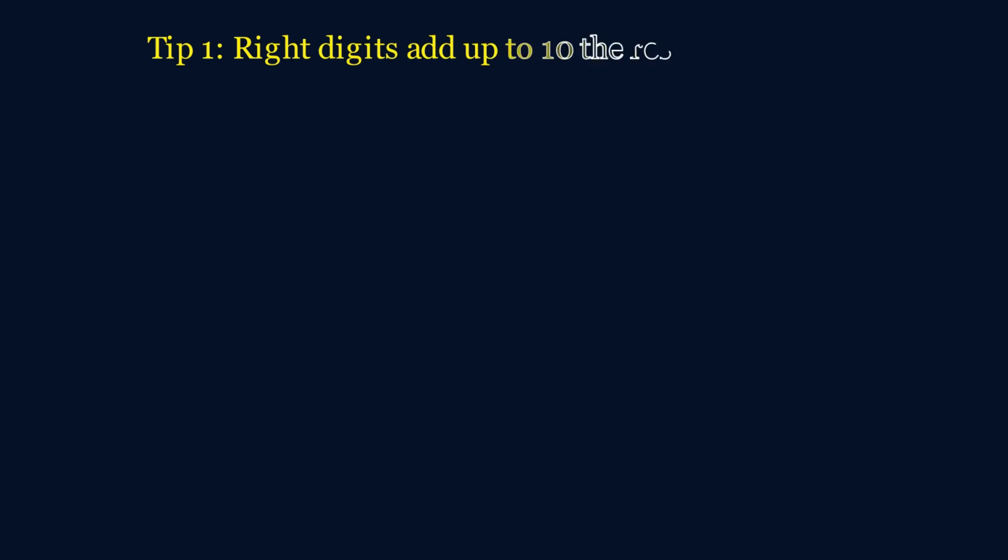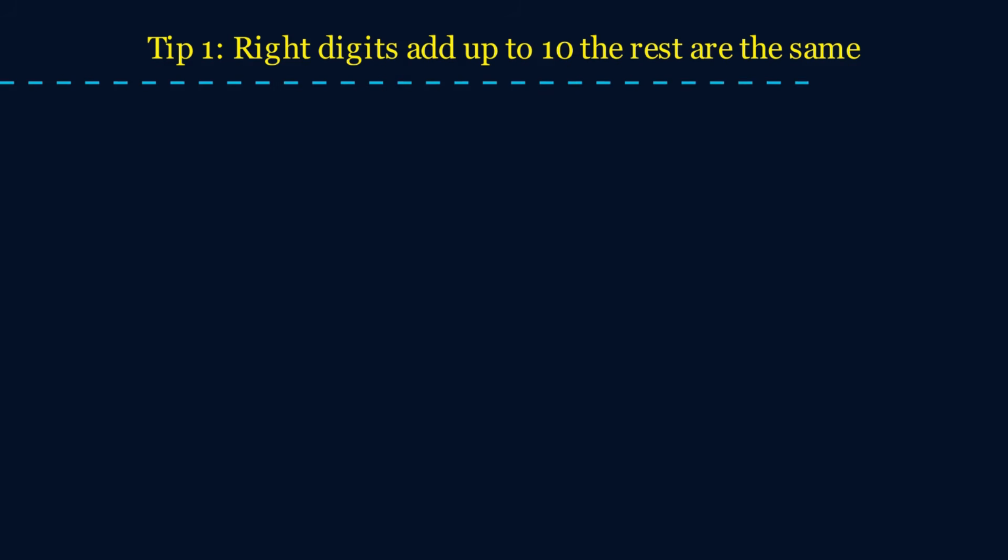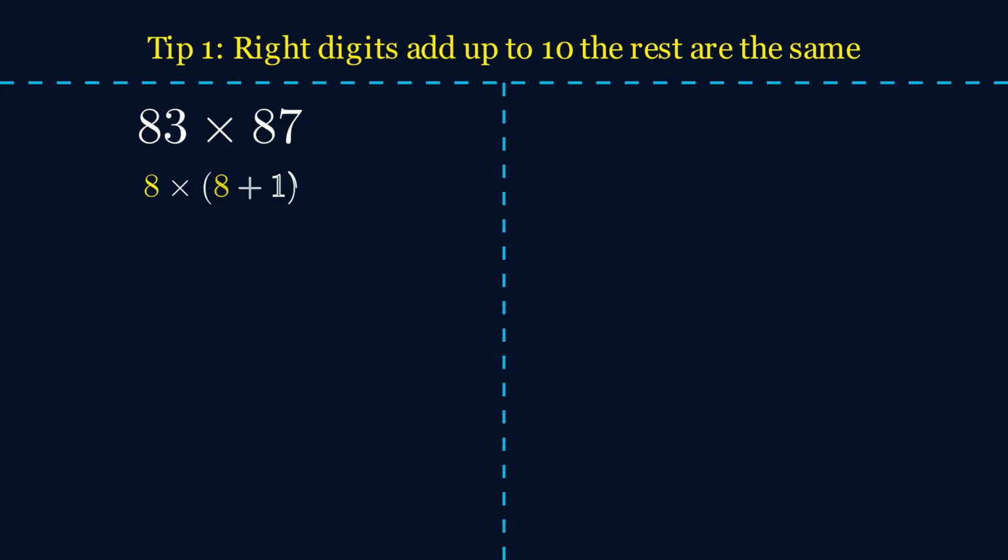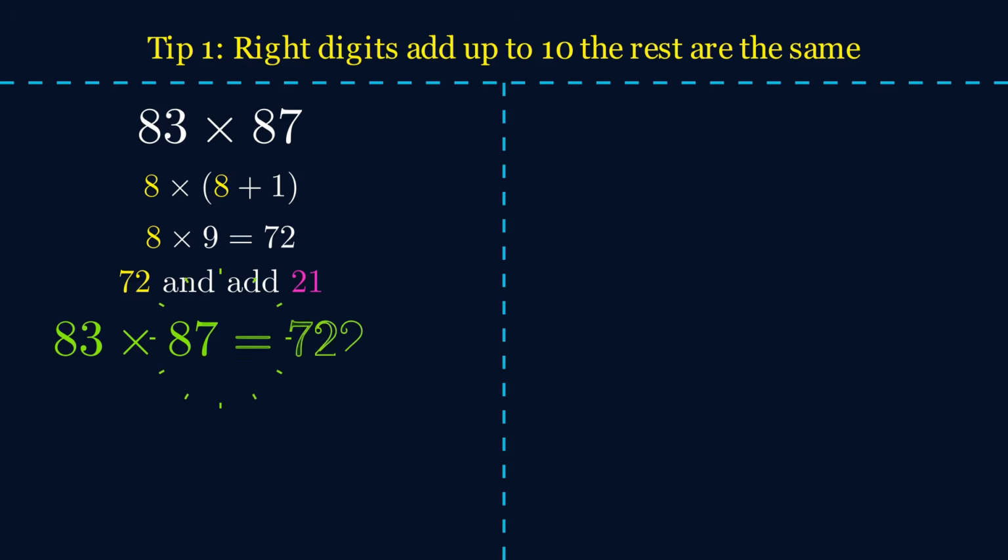Tip number 1, when the right digits add up to 10 and the rest of the number is the same. For example, let's take 83 times 87. The right digits, 3 and 7, make 10, and the left digits, 8 and 8, are the same. So here's the trick. Multiply 8 by the next number, which is 9. That gives 72. Then multiply the right digits, 3 times 7, that's 21. Now just put them together. 72 and 21, that gives 7,221.